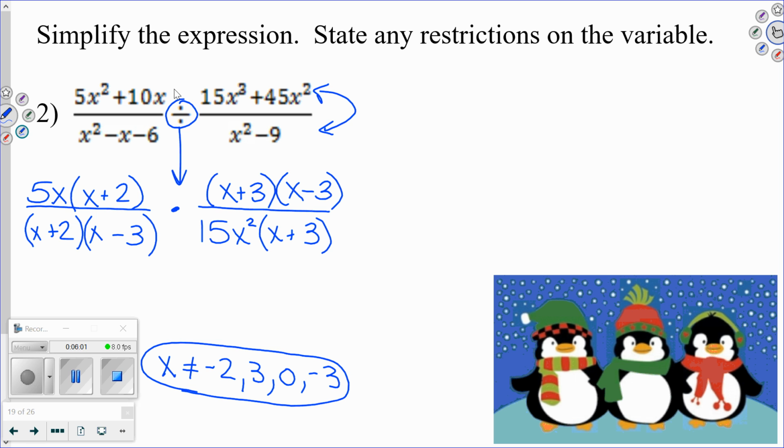All right, and then the fun part. Anything cancel? A lot. So I see x plus 3, x minus 3, x plus 2. 5 divided by 5 is 1. 15 divided by 5 is 3. Cancel this x with one of those. Now, here's where people mess this up. They get all the way through that, and they tell me their answer is 3x. It's 1 over 3x. Because where's the 3x located? It's in the bottom. It's 1 over 3x.